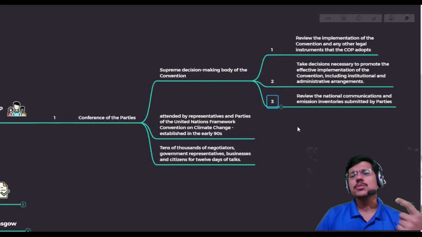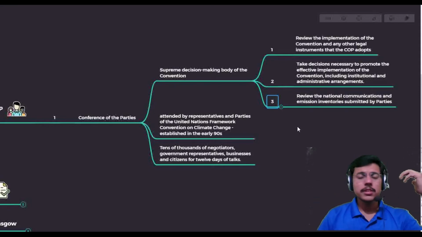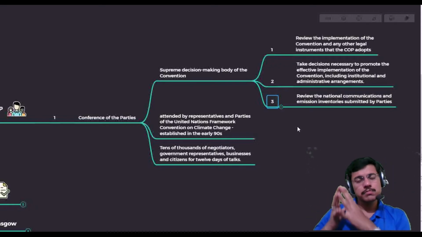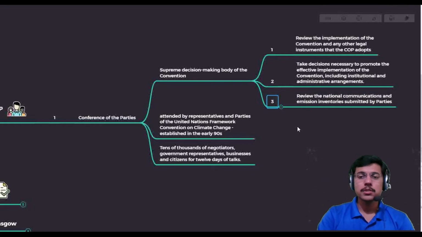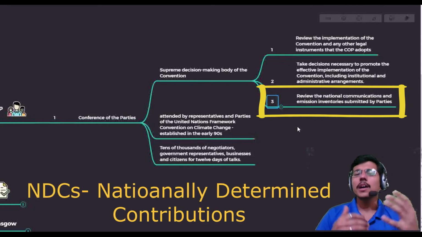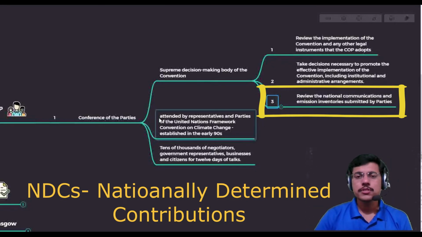It includes institutional or administrative arrangements, as there is a lot of diversity in the world, right? Different nations, different ways of working, different administrations. So each country has to give thought to how they can implement it in their individual countries. That is also very important. Third is to review the national communications and emissions inventories submitted by the parties. Each nation submits its nationally determined contributions and inventories, showing how much emissions they have prevented or what work they are doing. The review of all these contributions also takes place in this Conference of the Parties.